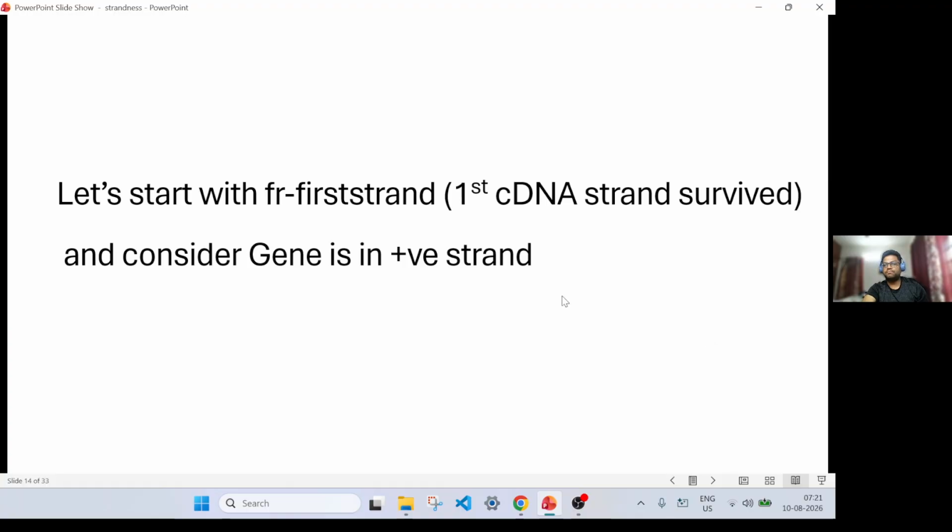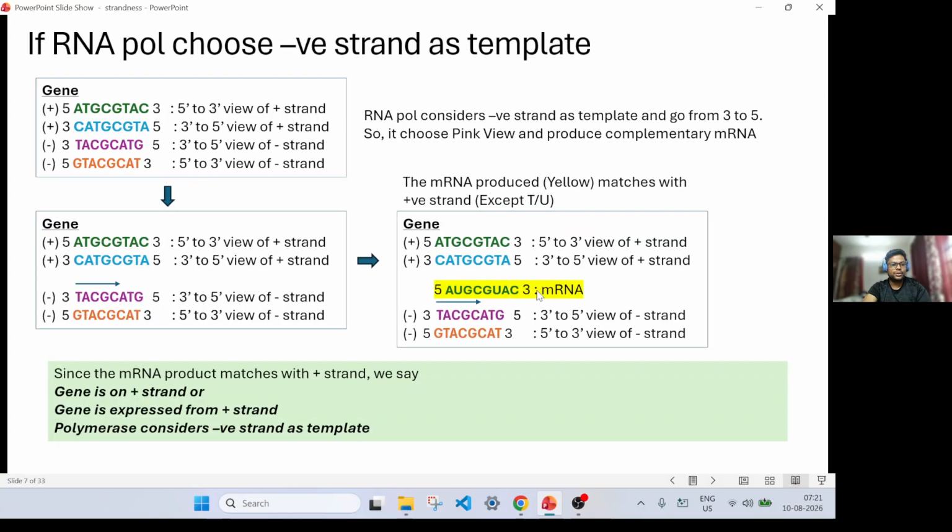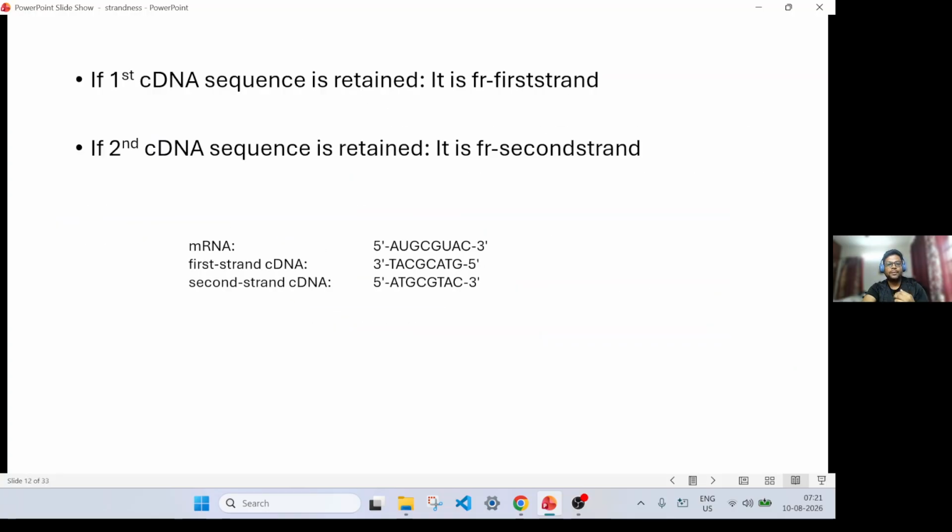So in short, let me give a quick summary. We started with different views, so 4 views. RNA polymerase will always choose any strand, positive and negative, depending on the genes, and always goes from 3' to 5'. That's the thing you have to remember, and based on that you can put where this arrow mark goes, and then you get the mRNA. And once you get the mRNA, you get the first strand and the second strand, and you decide whether you want to retain this one or this one. Based on that, your protocol will change.